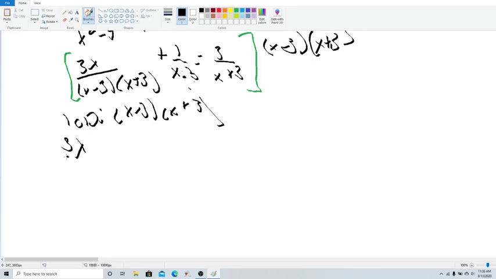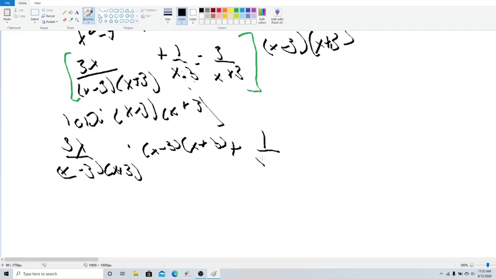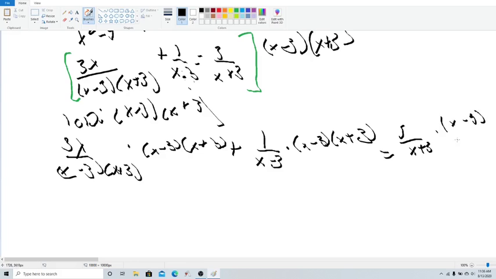So 3x over x minus 3 times x plus 3 times x minus 3, x plus 3. Then we're going to multiply this fraction too by the same thing, plus 1 over x minus 3 times x minus 3, x plus 3. And then we multiply by the same. So we multiply everything by x minus 3, x plus 3. Like in the last example, we multiply by the LCD. And so we have 3 over x plus 3 times x minus 3, x plus 3.